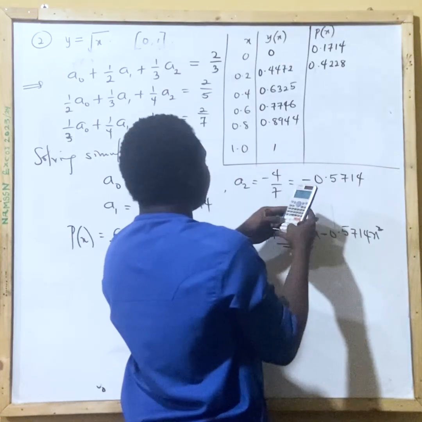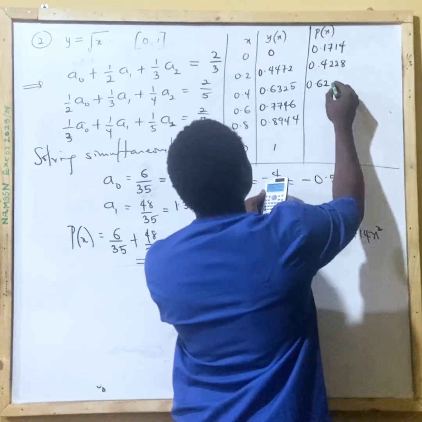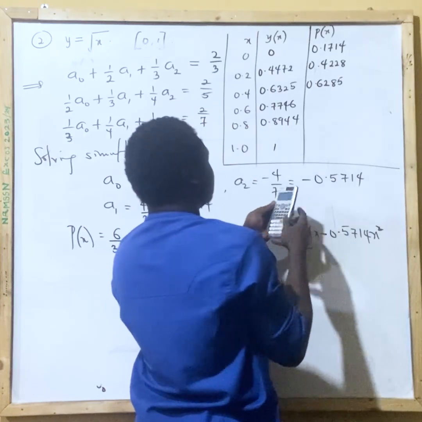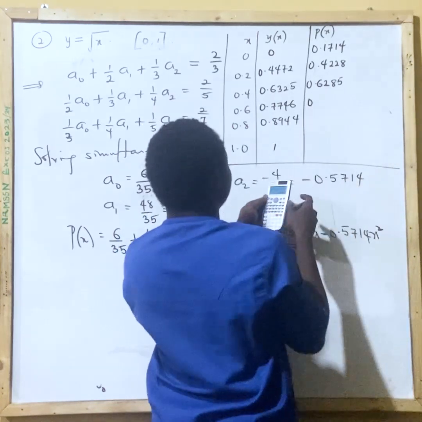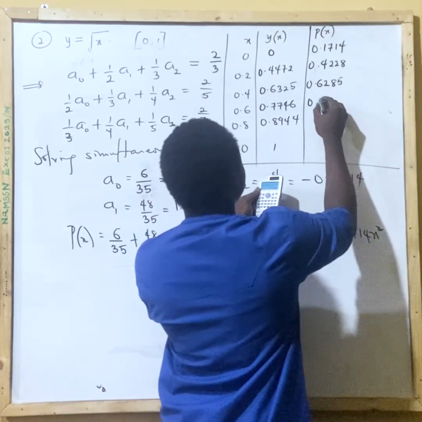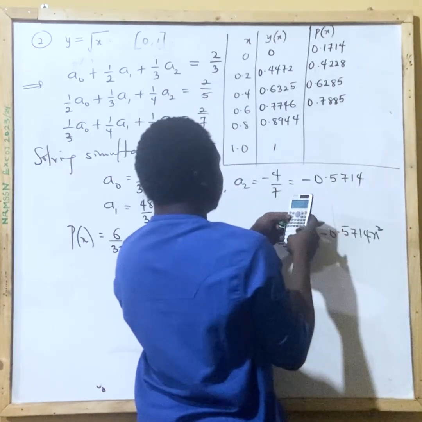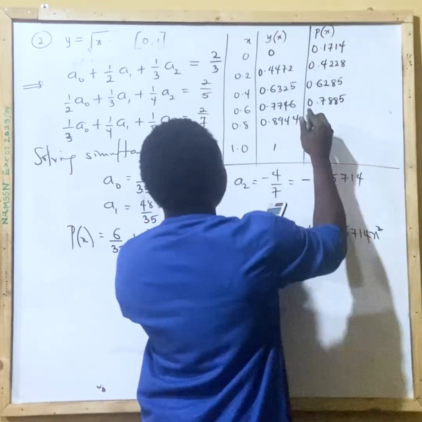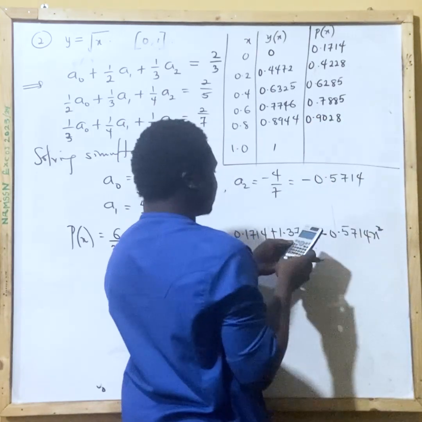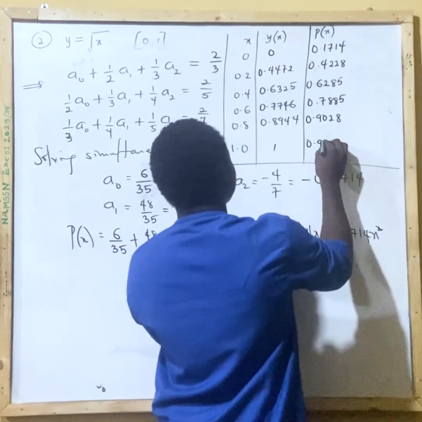When x is 0.4, we get 0.6285. When x is 0.6, we get 0.7885. When x is 0.8, we get 0.9028. And then when x is 1, we get 0.9714.